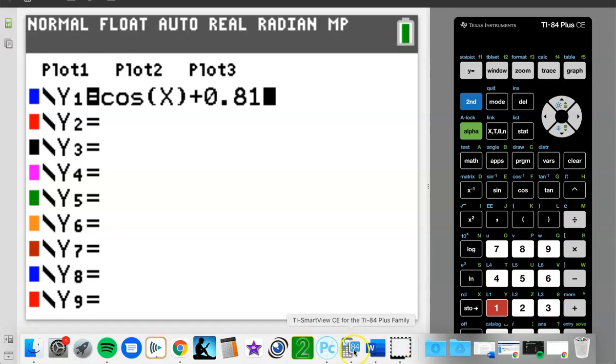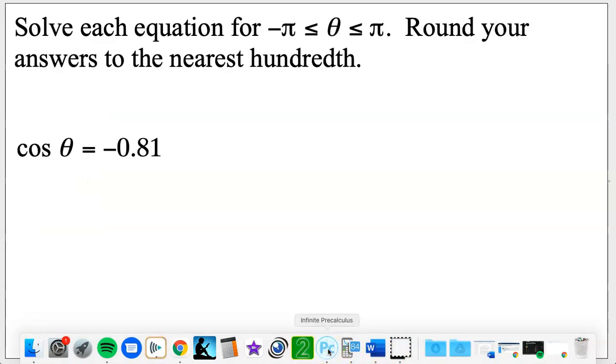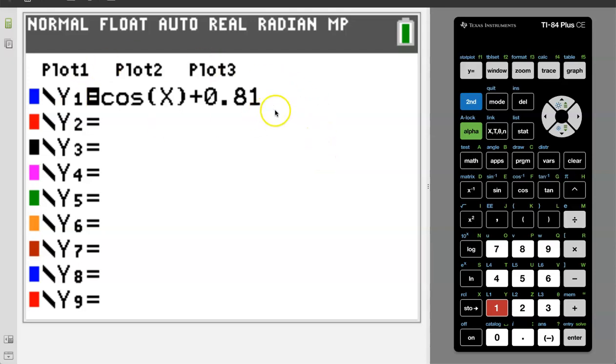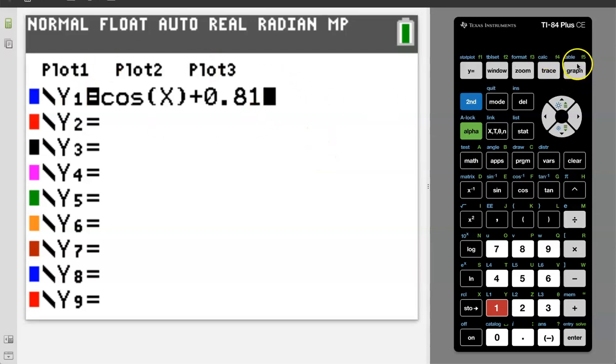Let me just double check that that's the correct decimal. Yes. All right. Now that we have that, we're going to go ahead and hit the graph button.